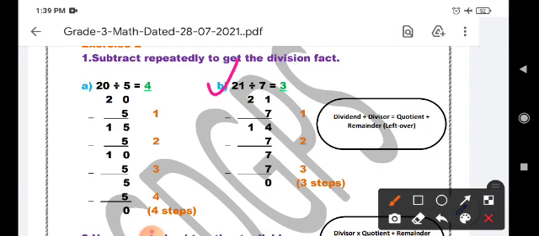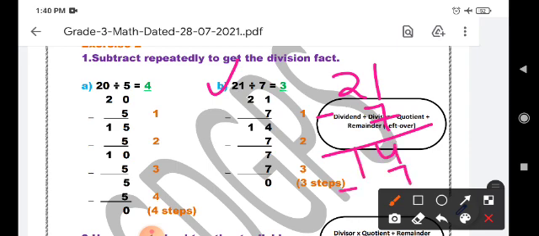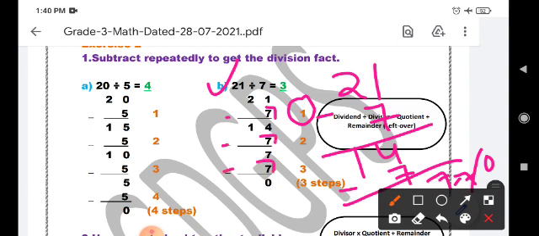Now our B part is 21 divided by 7. So for that we need the number 21, that is our dividend. Okay students, now you are going to repeatedly subtract 7 from 21. You will be left with 14 and then with 7 and at last you will be left with 0. So here you are going to count the steps. First minus 7, minus 7, minus 7. How many? 1, 2, 3. So 3 steps. This 3 is your answer.